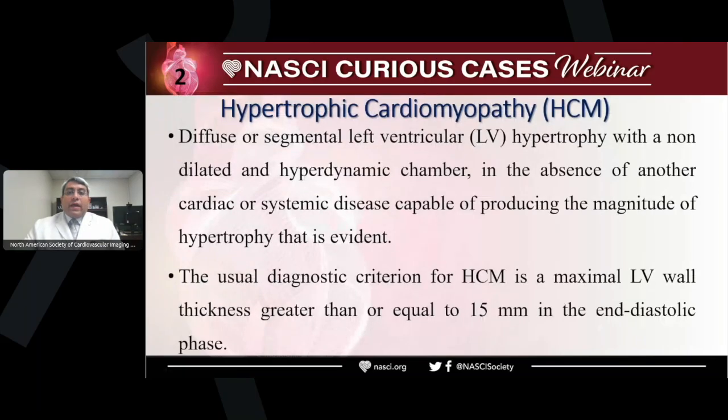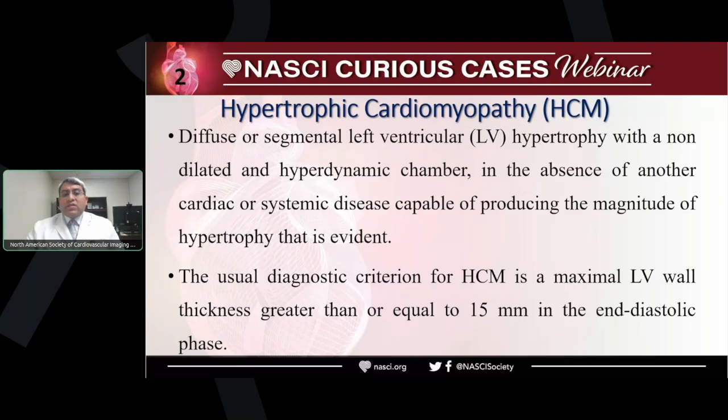Hypertrophic cardiomyopathy is diffuse or segmental left ventricular hypertrophy with a non-dilated and hyperdynamic chamber in the absence of another cardiac or systemic disease capable of producing the magnitude of hypertrophy that is evident. As you know, if the patient has aortic stenosis or systemic hypertension for a long time, they can develop left ventricular thickening. If the patient has infiltrative disease like amyloidosis, they may have left ventricular thickening. So we call it hypertrophic cardiomyopathy if there is no other entity causing thickening of the left ventricle.